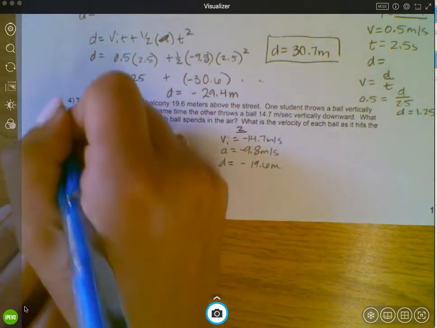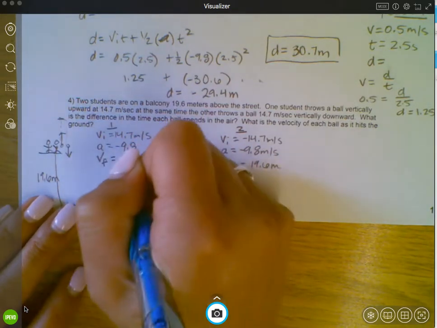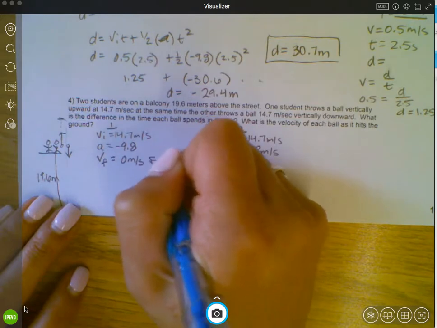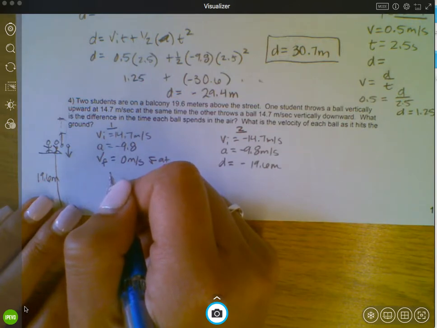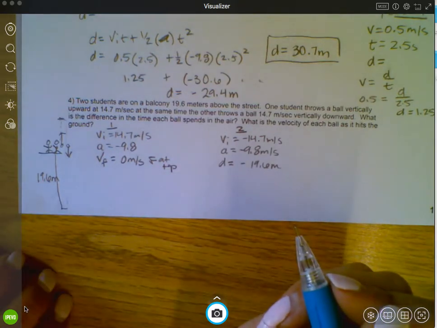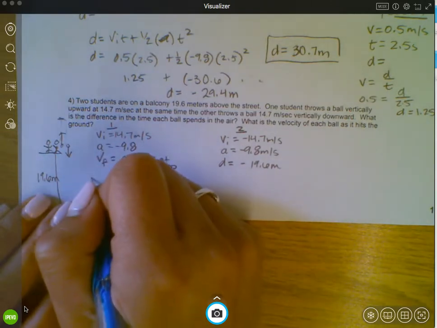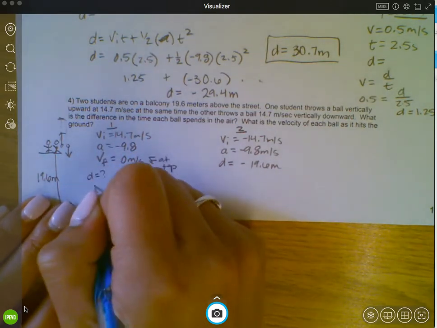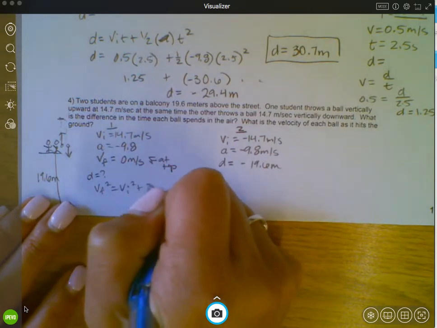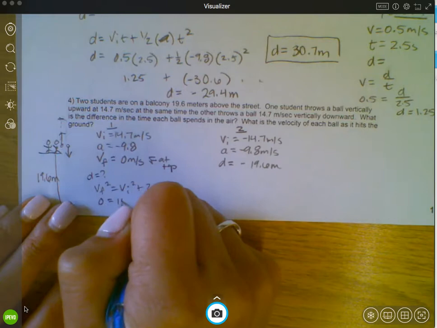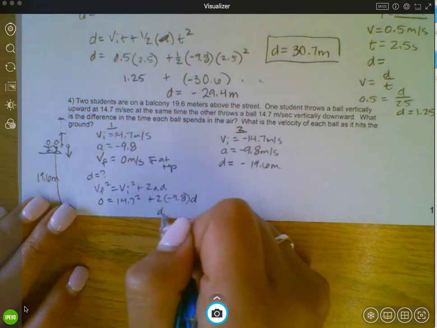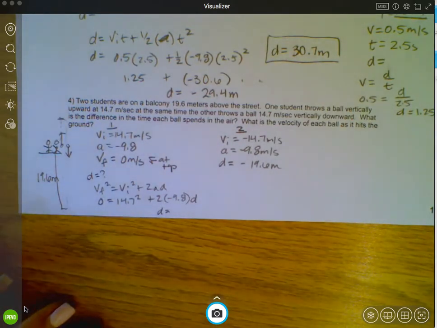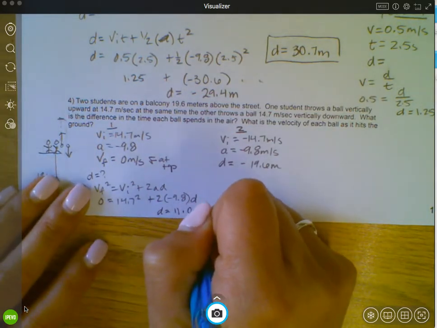So if it goes all the way to a max height, we know at the very top, it's going to be at 0 meters per second. So I'm going to say at top. Okay. So let's see how far it goes up. So displacement we could look for. So it'd be VF squared equals VI squared plus 2AD. So 0 equals 14.7 squared plus 2 times negative 9.8 D. Solve for D. So you get 11.0 meters.